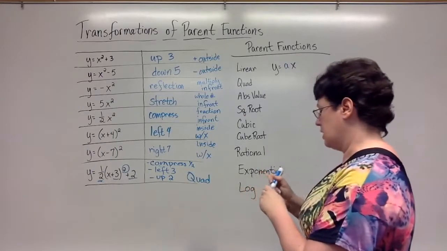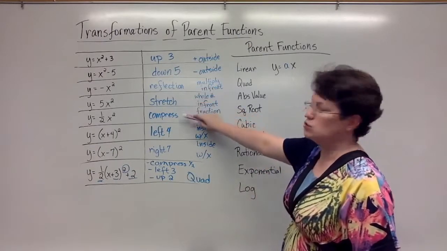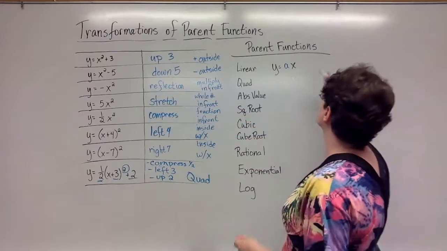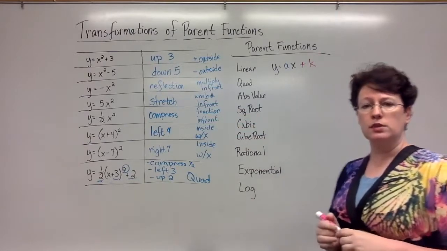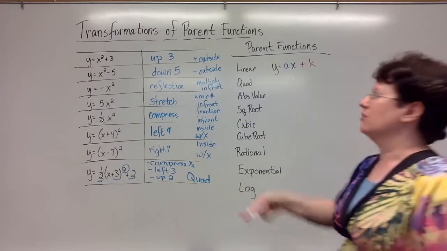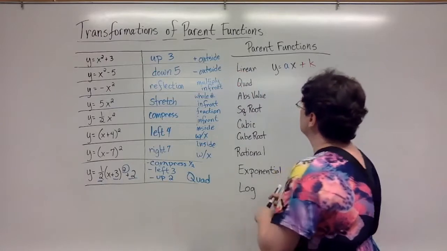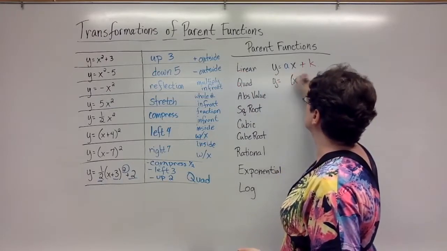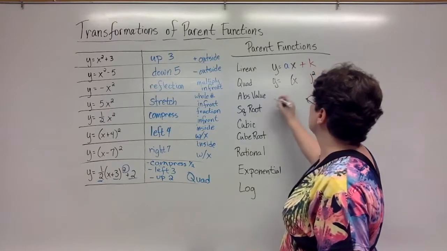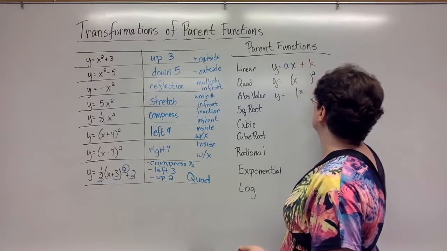So my A in front does what? Yeah, that's my reflection, stretch, or compress. Basically, that's my slope. My K at the end represents up or down. That's where we're moving it up or down, okay? So let's just write in each one of our parent functions. So I have y equals, and this is going to be an x squared. Absolute value, y equals absolute value of x.